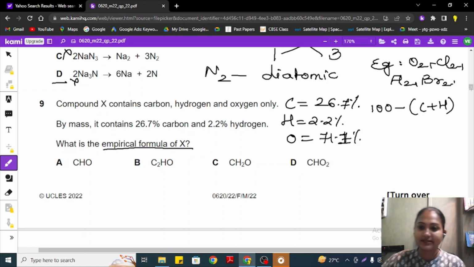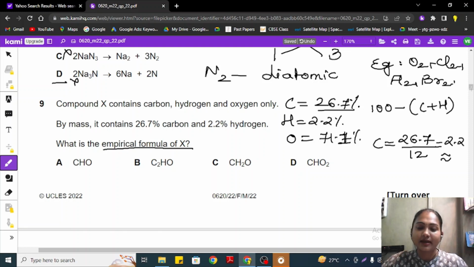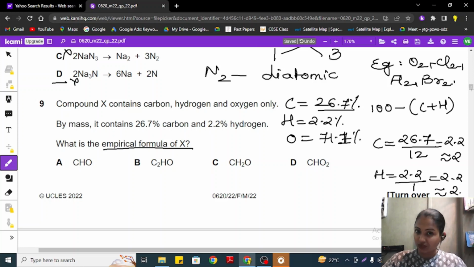It's very easy. Carbon, you have to take at the top. What is the percentage given? The mass is given, 26.7. You have to divide it by its atomic mass, which is 12, and you get the answer 2.2. We will approximate it and take it as 2. For hydrogen, it's 2.2, but the atomic mass is 1, so we will get 2.2 and we will approximate it to 2. If it was 2.7, you have to take it as 3.